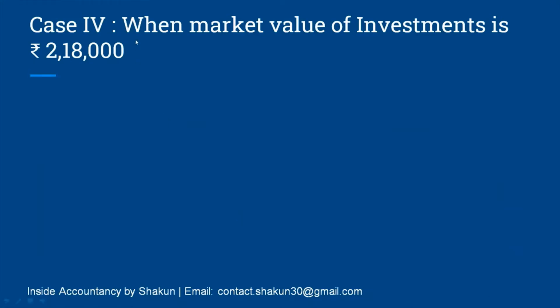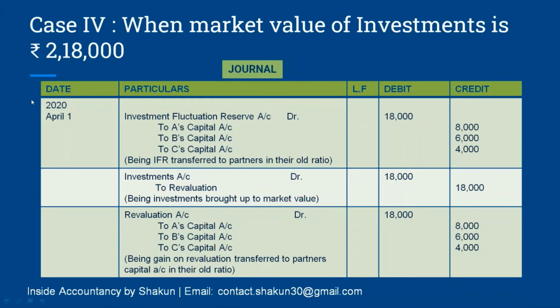Moving on to case number 4, when the market value of investment is 2,18,000. This is a case where the market value is more and the book value is lesser, because the book value was 2 lakh. So this 18,000 is the increase in the value of investment. In case of an increase in the value of investment, IFR will not be affected. So we have three entries here. IFR will be written off between partners in their old ratio as normal. Then the increase in the value of investment, which was 18,000, will be transferred to the revaluation account, and then the revaluation account balance will be written off between the partners in their profit sharing ratio. So this increase leads to a gain, and this profit is distributed between partners in their old ratio. Please note that whatever we are doing, the revaluation or any kind of reserve, is always done in the old ratio. The new ratio has no role to play in this.